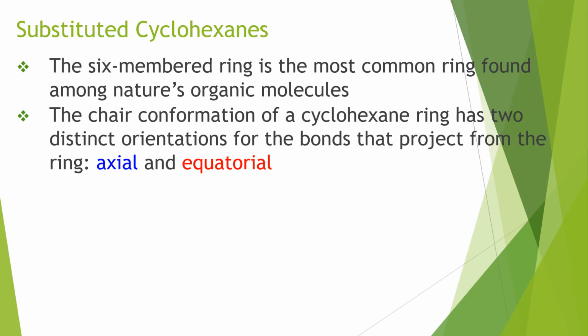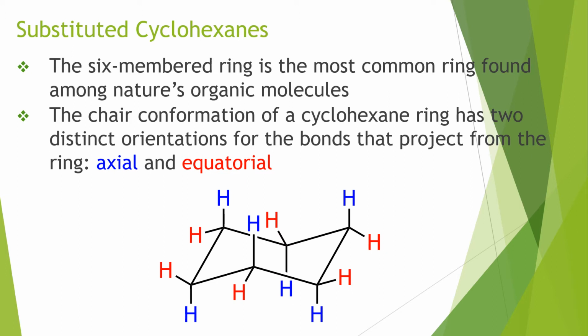So this brings us to substituted cyclohexanes. Since the six-membered ring is the most common ring found in all of nature's organic molecules, you can imagine that it appears frequently, but not as plain cyclohexane. It's going to have stuff on it, and that stuff on it is going to impact the preferred conformer and also the stability of the molecule. So the chair conformation of a cyclohexane ring has 2 distinct orientations for the bonds that project from the ring. They are called axial and equatorial.